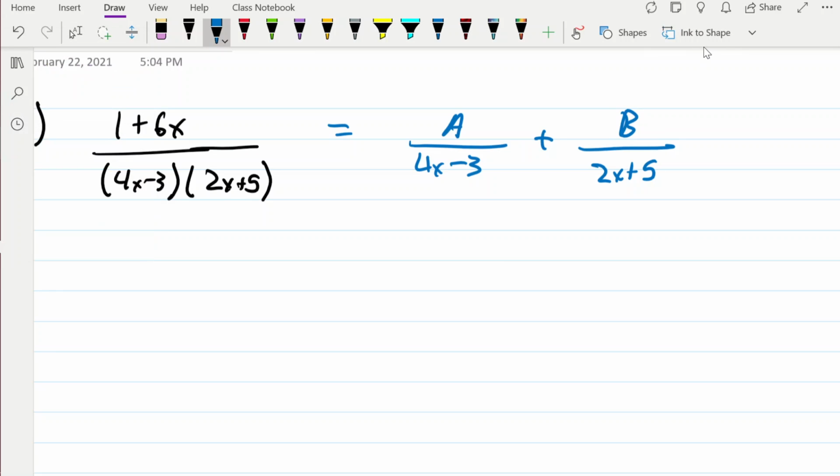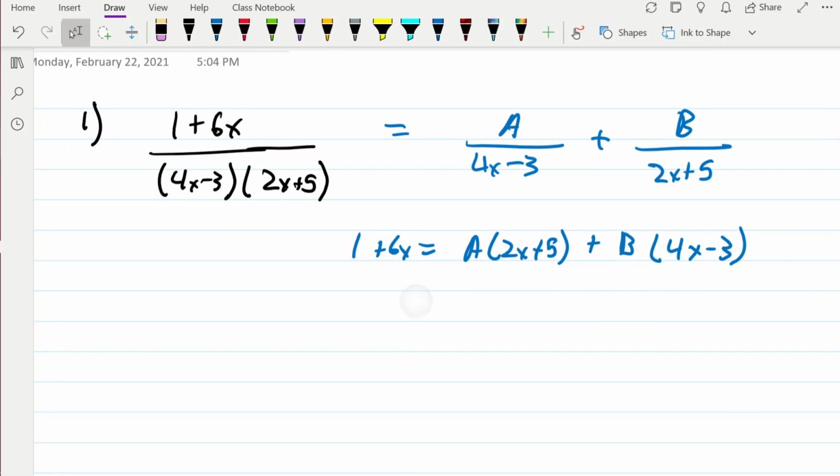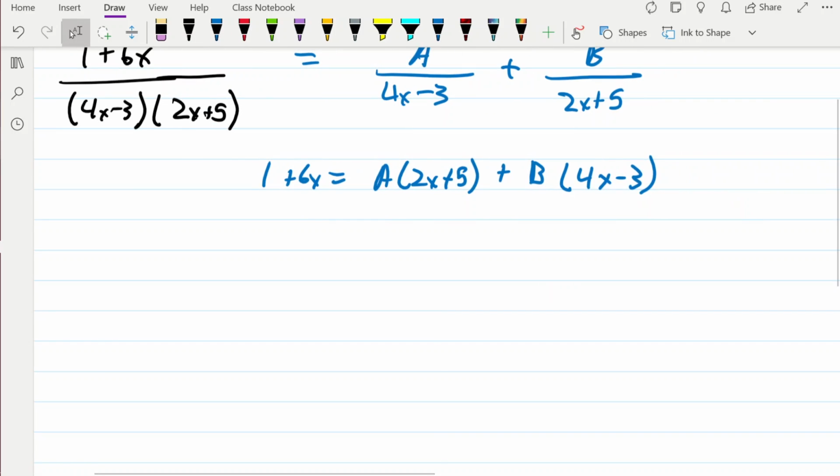Okay. So then what we're going to do is get common denominators, which will cancel out. So 1 plus 6x equals a times 2x plus 5 plus b times 4x minus 3, which you just get by multiplying the denominator on each side. So you multiply 4x minus 3, cancels that out and that, and then you have to put that extra up there. All right. So then we can just use some of the smart x's, I guess you can call them.